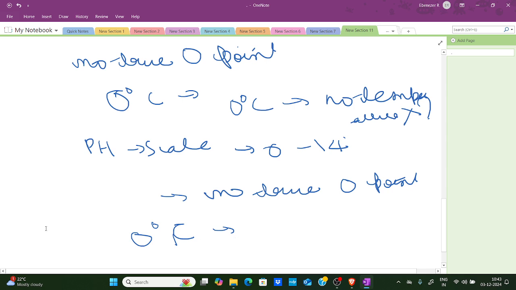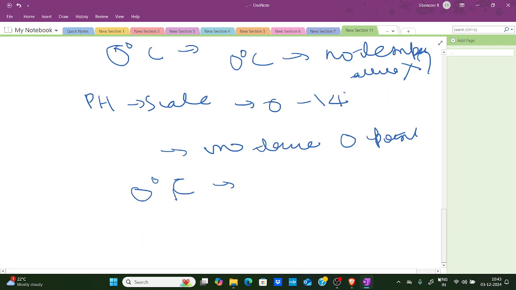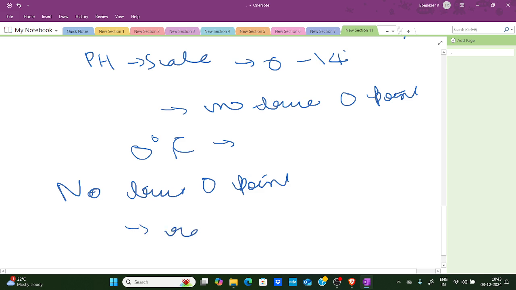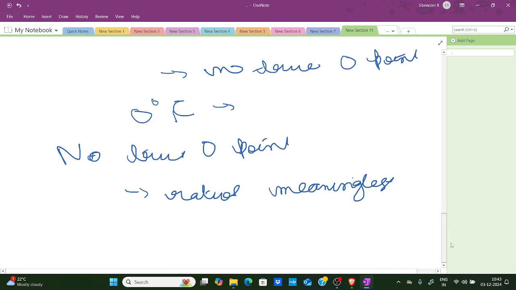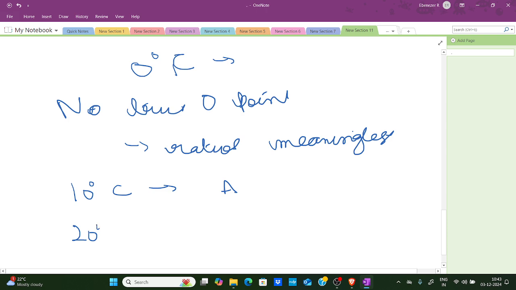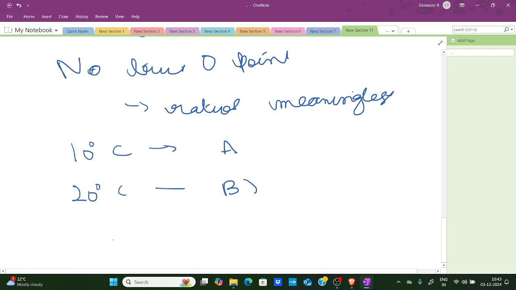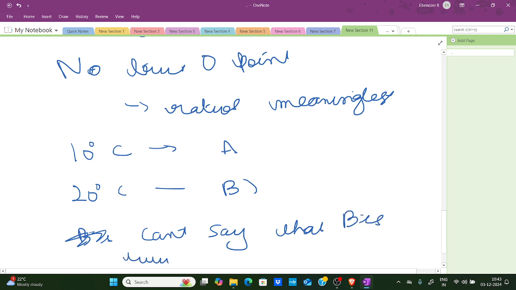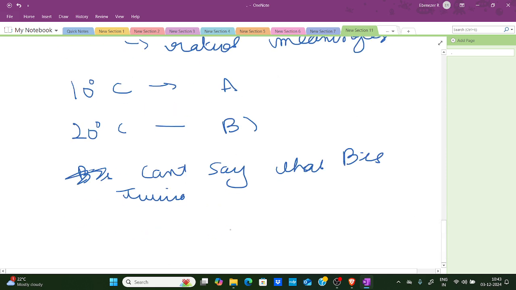Now, because it has no true 0 point, it makes the ratios meaningless. What do I mean by that? When I say A is 10 degrees Celsius and B is 20 degrees Celsius, I can't say that B is twice as hot as A, right?